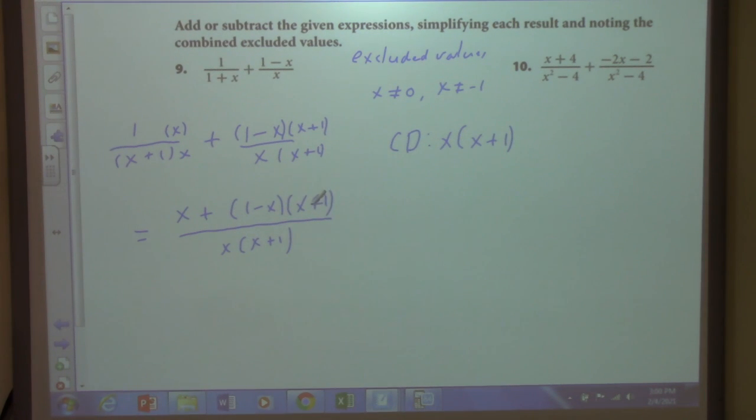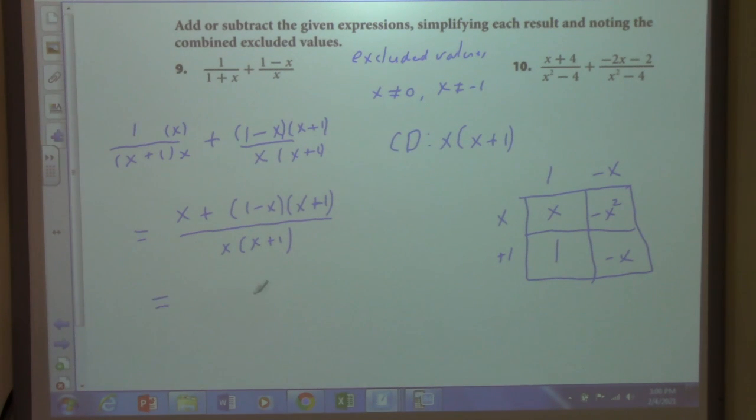What's the next step here? You cancel where you can, but before we do that, we're going to expand this out. So we have 1 minus x times x plus 1: 1 times x is x, x times negative x is negative x squared, 1 times 1 is 1, and 1 times negative x is negative x. These x terms are going to cancel.